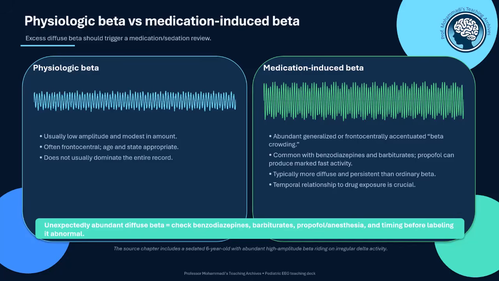If unexpectedly abundant beta appears after sedation or medication exposure, the pharmacological explanation should be considered before labeling the pattern as pathological. The source material illustrates this particularly well in a sedated 6-year-old, where abundant high-amplitude beta activity was superimposed on irregular delta activity. Next slide, please.